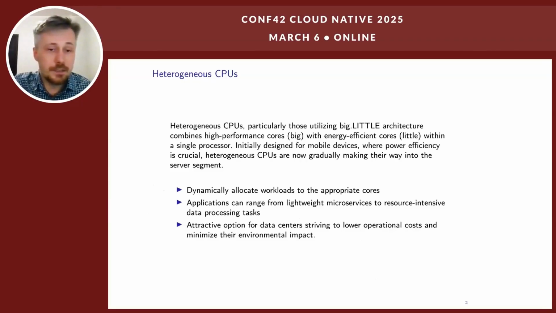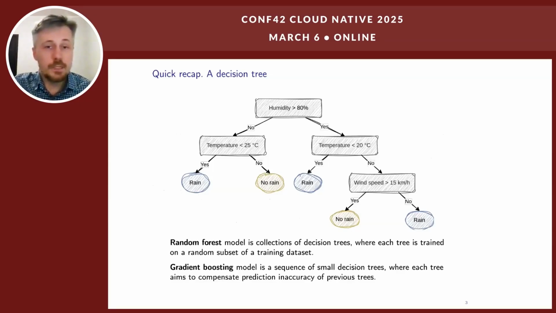Heterogeneous CPUs can dynamically allocate workloads to the appropriate cores. Their applications can range from lightweight microservices to resource-intensive data processing tasks, and they are an attractive option for data centers striving to lower operational costs and minimize their environmental impact. We will experiment with two popular machines, random forest and gradient boosting. Both of them use decision trees under the hood, so let's do a quick recap.